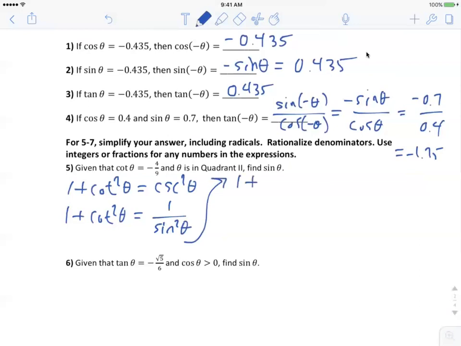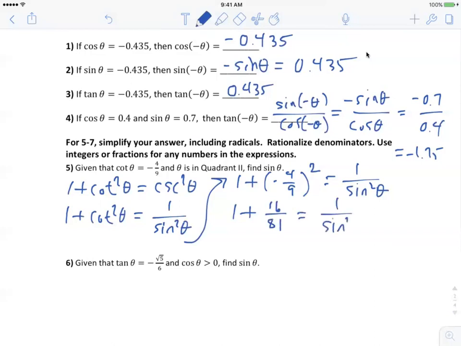So now it's going to be 1 plus negative 4/9 squared equals 1 over sine squared. Okay. Now it's algebra from here on out. Think of sine theta as the variable that you're trying to solve for, and see if you can isolate sine theta for the final answer. Okay, so on my left side here, I have 1 plus negative 4/9 squared is going to be positive 16 over 81 equals 1 over sine squared.